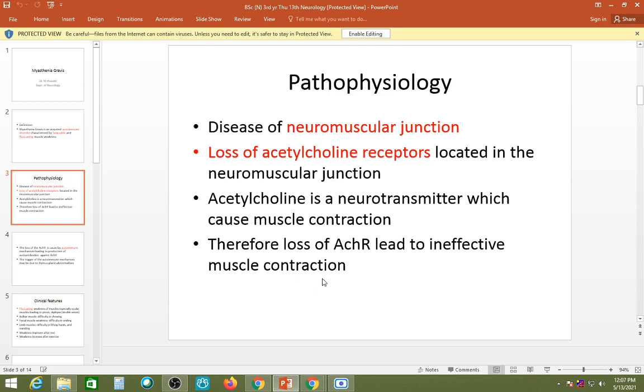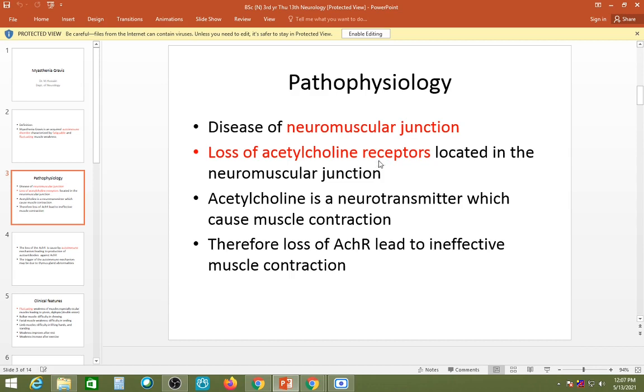The muscle is okay, is normal, but still it is becoming weak. Why is it becoming weak? Because of disease in the neuromuscular junction, the point where the nerve attaches to the muscle. At that point, there is loss of certain receptors called acetylcholine receptors. A receptor is receiving. The receptors receiving sound are the sound receptors. Receptors receiving light are the light receptors. Receptors receiving acetylcholine are acetylcholine receptors.